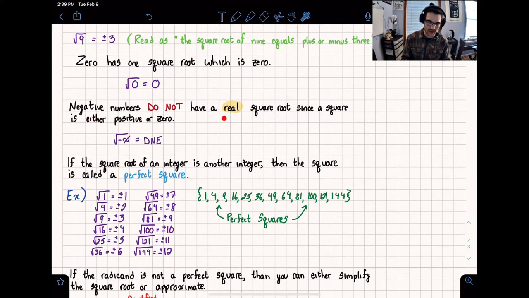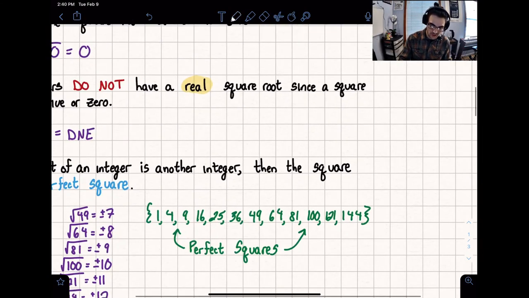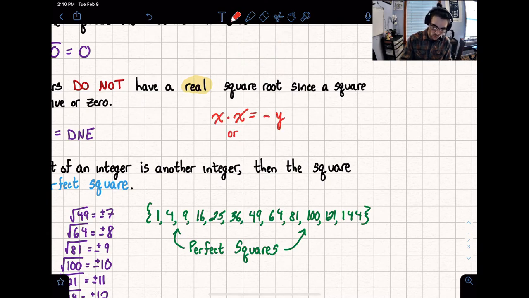Now, this is pretty interesting. Negative numbers do not have a real square root, since a square is either positive or 0. We know that positive times positive or negative times negative never comes out as a negative. For example, there is no scenario where x times x equals some negative number y, or negative x times negative x equals some negative number y. This never happens.